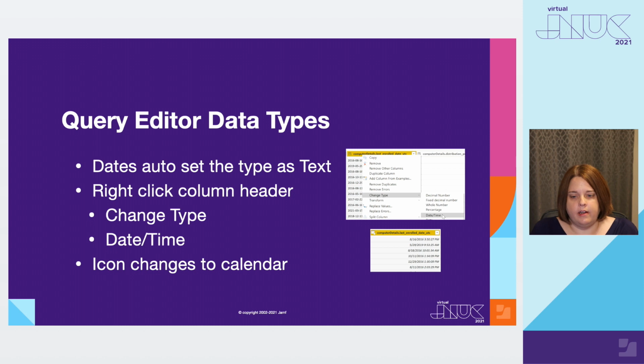So if you right click on a column, you can change the type to date and time, or any other column for that matter. They have binary true false, for example. And when you click on that button, it will take a little time for it to recalculate, and then it will change that icon to a calendar view. So you'll know that it's being formatted as a date and time.